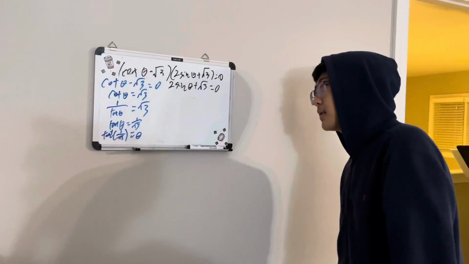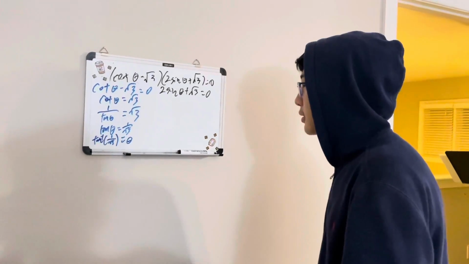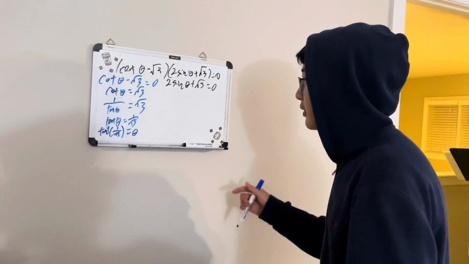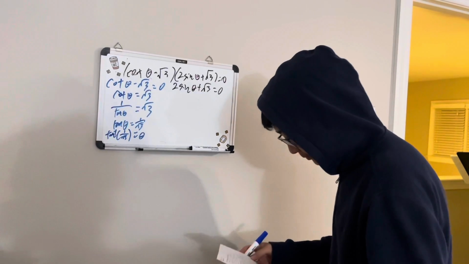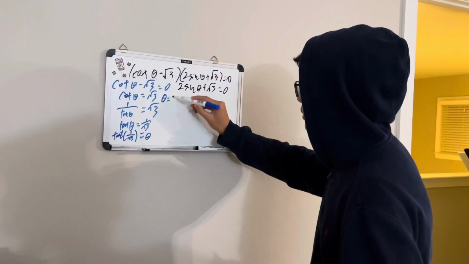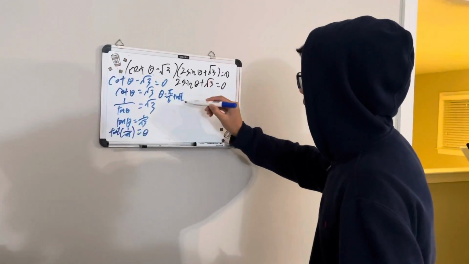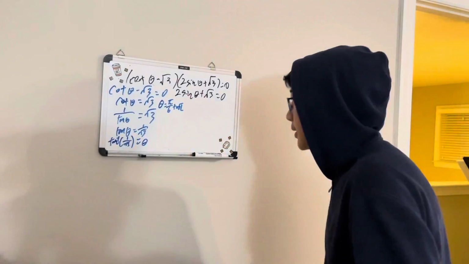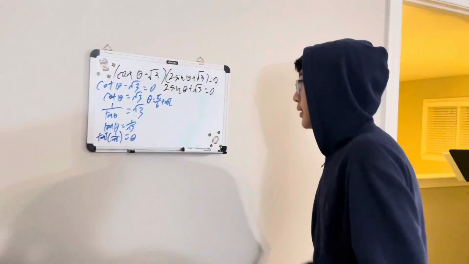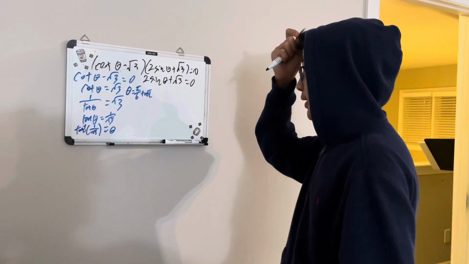Based on that, we know we have the unit circle, and on the unit circle we have it at pi over 6. So theta equals pi over 6 plus n pi. The n pi is for all solutions.